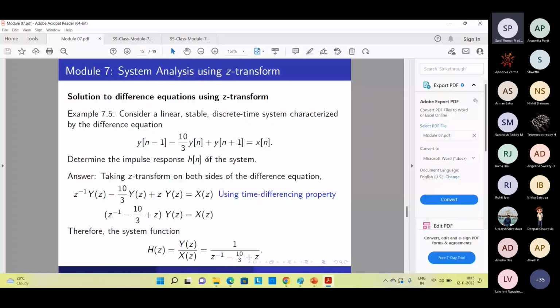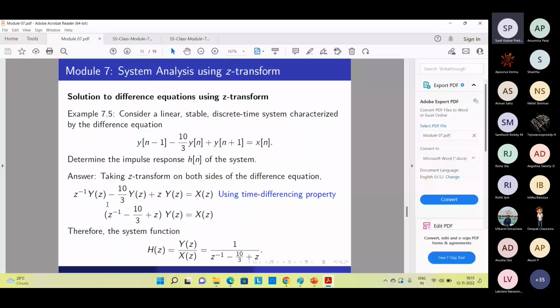Now let's take the Z transform on both sides of the difference equation. So this is your difference equation. If you take the Z transform on both sides, that means the left-hand side and the right-hand side, and use the property, what will be its Z transform?